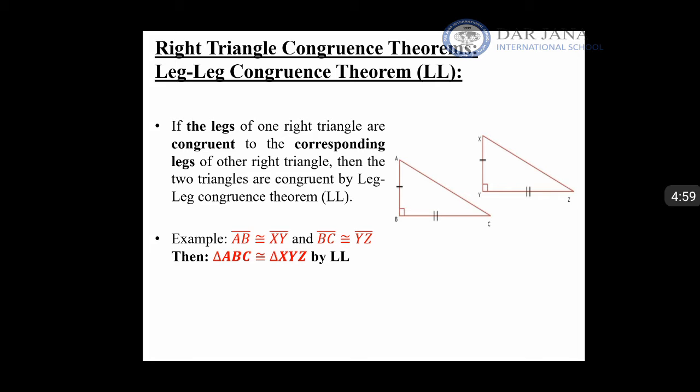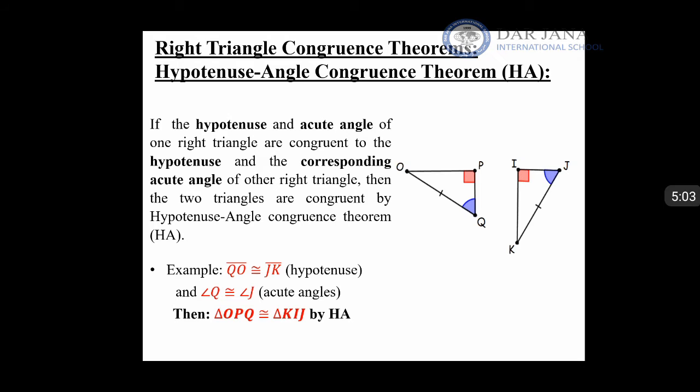Now let's check the second theorem that we can use in order to prove that two right triangles are congruent. Let's check the next slide. If the hypotenuse and the acute angle of one right triangle, so here we have the hypotenuse angle congruence theorem.